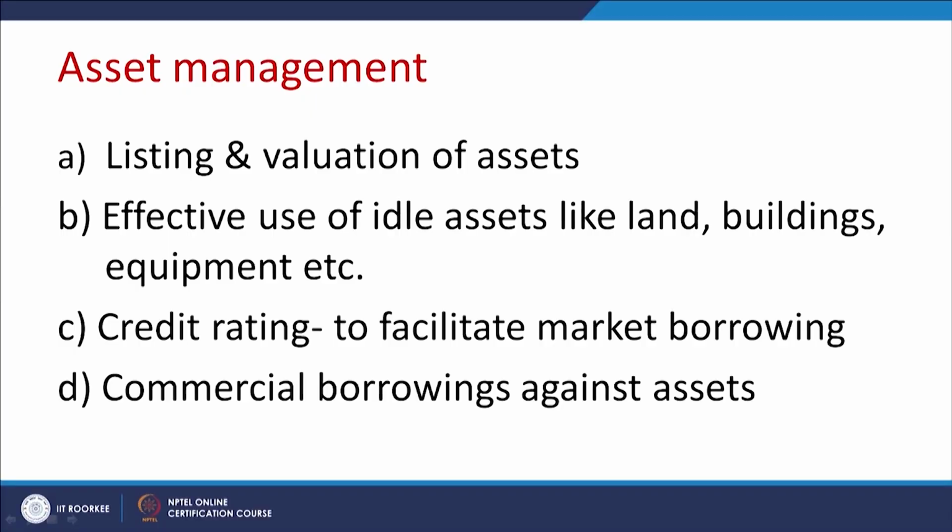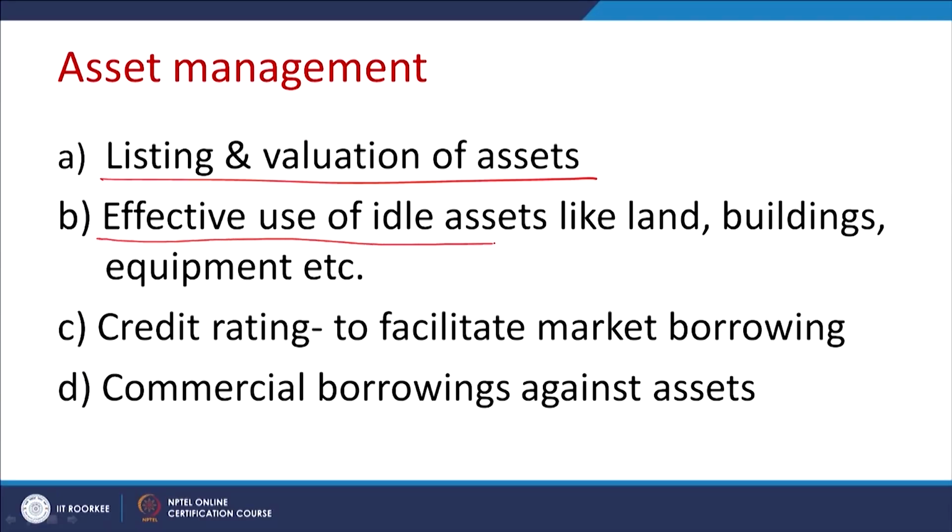So, these are the basic actions in asset management: listing and valuation of the assets. That is the first job. All kinds of assets in terms of basic service delivery like water supply, sewerage, solid waste management, the fixed assets like your green areas, riverfront areas, heritage buildings, tourism potential areas, everything. Then you try to make an effective use of idle assets like land, buildings, equipment.